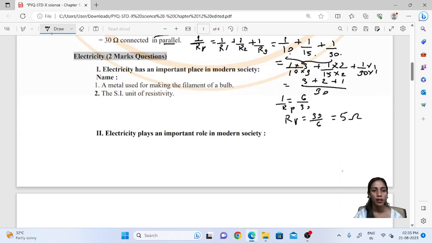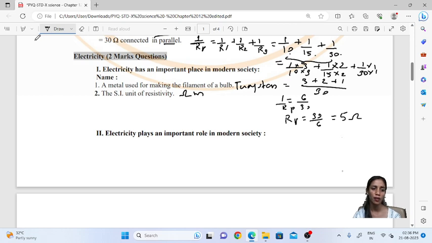Now the next is 2 mark questions. Okay, this is just a statement given. Electricity has an important place in modern society. So you have to name this now. The first one is a metal used for making the filament of the bulb. What is it? It is tungsten. Okay. Next one is the SI unit of resistivity, which is ohm meter.